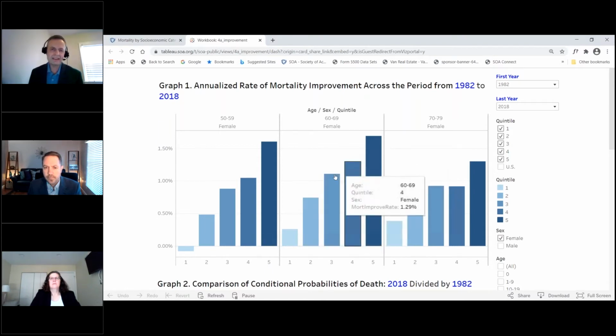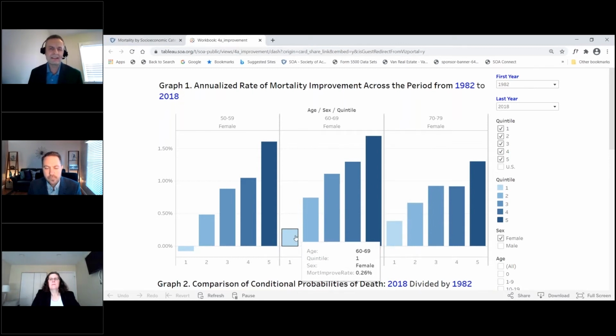The general picture here is one where the lower quintiles, and also deciles, we have a parallel set of exhibits that show deciles, are not doing as well as the upper quintiles. The upper quintile in particular experienced a higher rate of mortality improvement across this period.